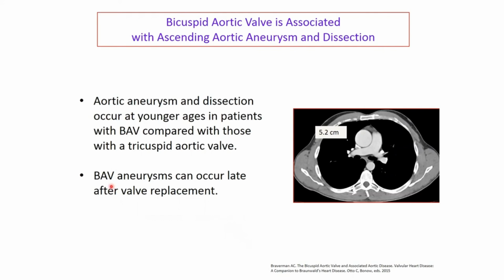And importantly, people who've had bicuspid valves removed remain at risk for late ascending aneurysm formation, and when that occurs, there's risk of aortic dissection.